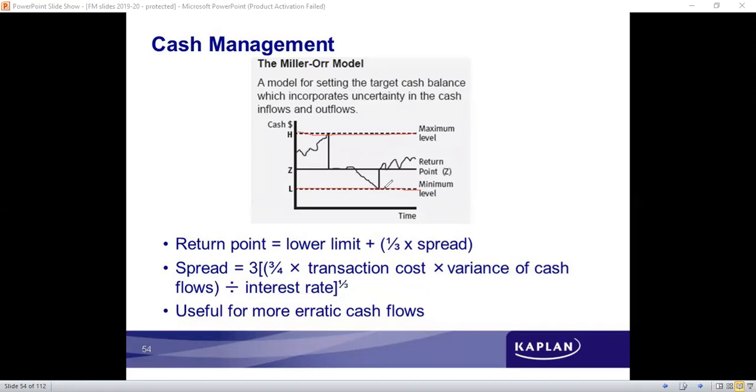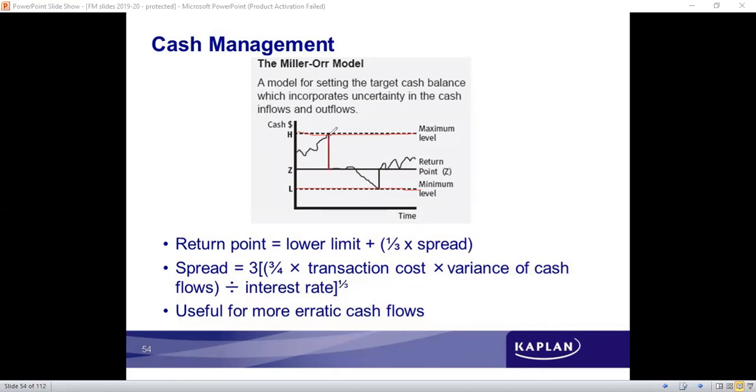If we see that the cash balance is quite fluctuating at any given point of time, the cash balance should come back to a point called the return point. So that is what is mentioned. It should come back to a return point. The minute it goes to the maximum limit or the upper limit, it is ensured that it comes back to the return point.